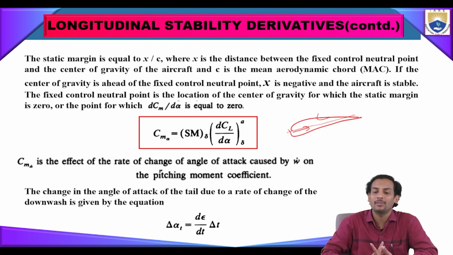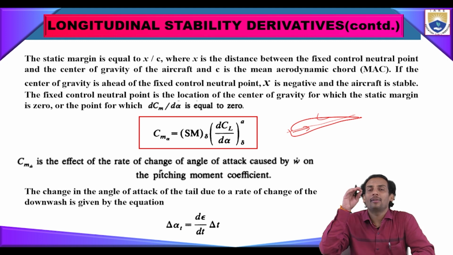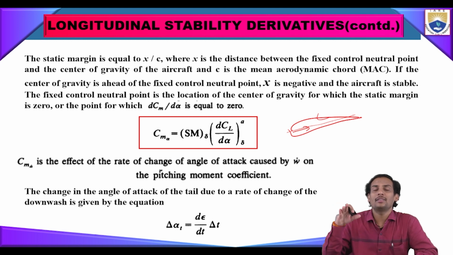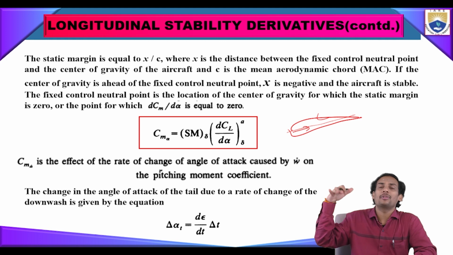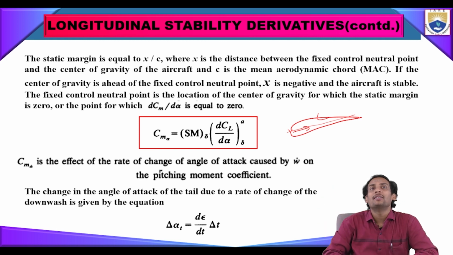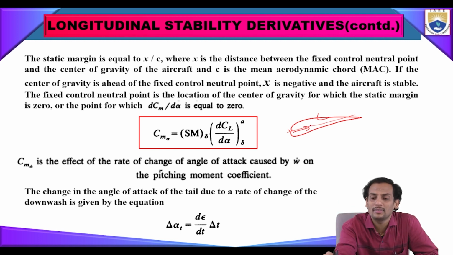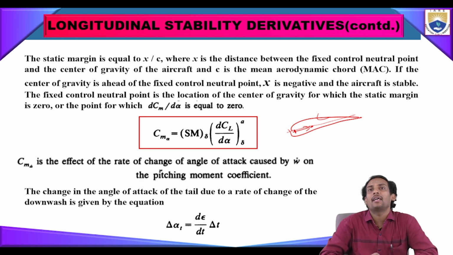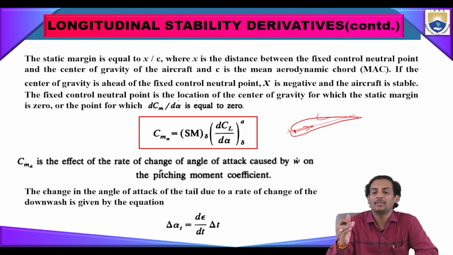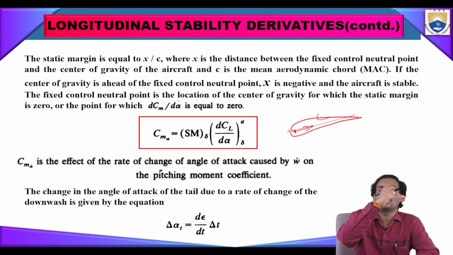Mean aerodynamic chord is like what? Generally the aerodynamic center will be situated at the quarter chord level only. From there all the forces and moments are generally taken care of. The center of pressure changes from backward to forward and forward to backward due to the forces acting. So if the center of gravity is ahead of the fixed control neutral point, if the neutral point is here and the center of gravity is ahead of this, then x is negative and the aircraft is stable, because the center of pressure is in a forward direction. So it will be in a stable condition.